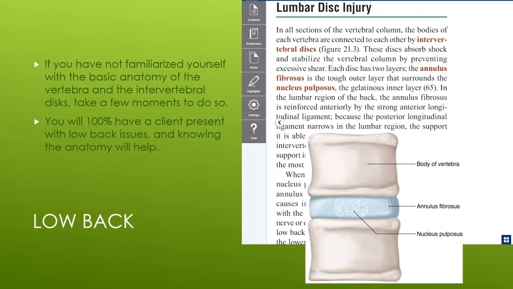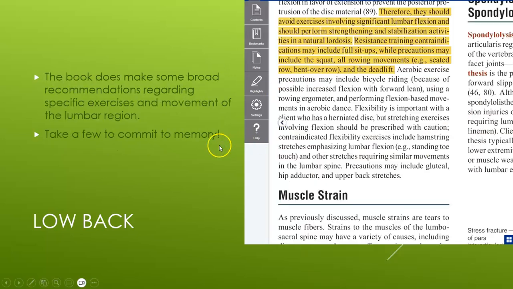So I would urge you, not only for our class but for your own career, to become a little bit familiar with some of the terminology surrounding the intervertebral discs and their construction and how they articulate when the spine moves. They do make some broad recommendations regarding specific exercises and movement of the lumbar region. Here's a couple to commit to memory.